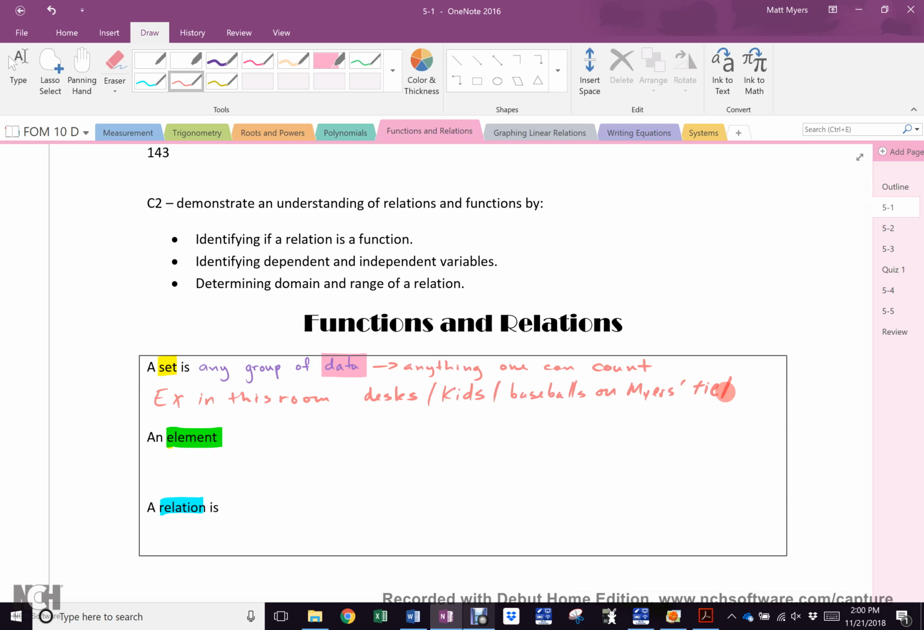Now, let me ask you this. Is there a set of adults in this room? What do you think is the answer? Is there a set of adults in this room? That's hurtful. Of course it's yes. I'm right here in front of you. Am I a piece of data? Can you count me? I hope so.